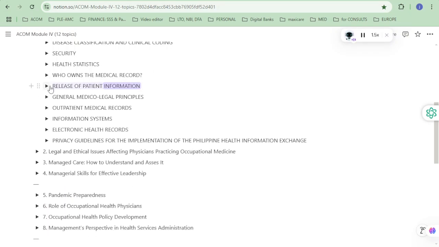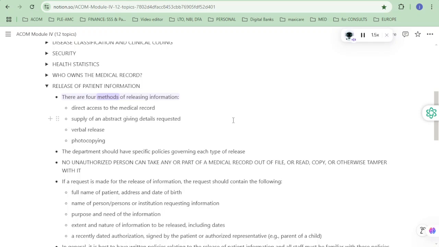Release of patient information. There are 4 methods of releasing information. Direct access to the medical record. Supply of an abstract giving details requested. Verbal release. Photocopying. The department should have specific policies governing each type of release.